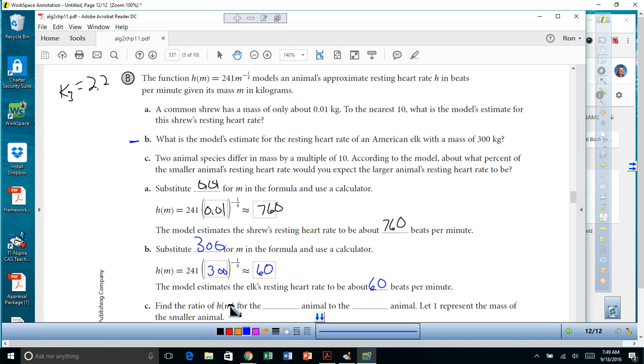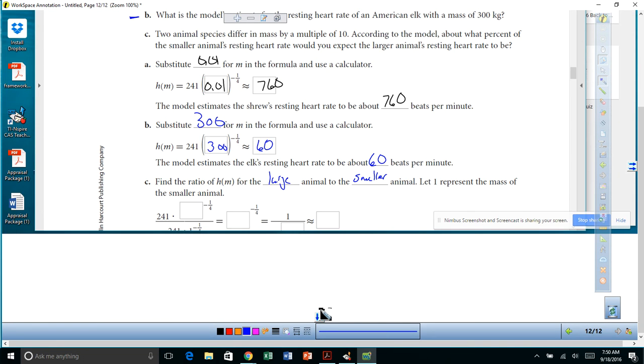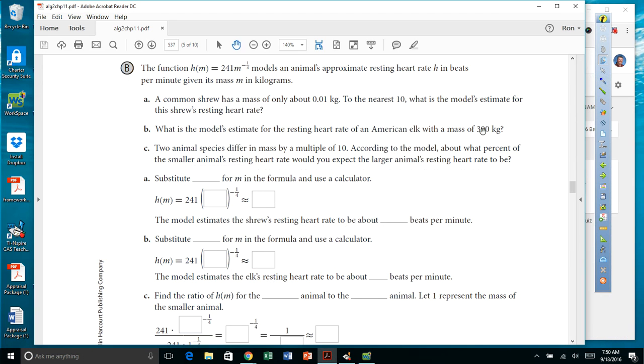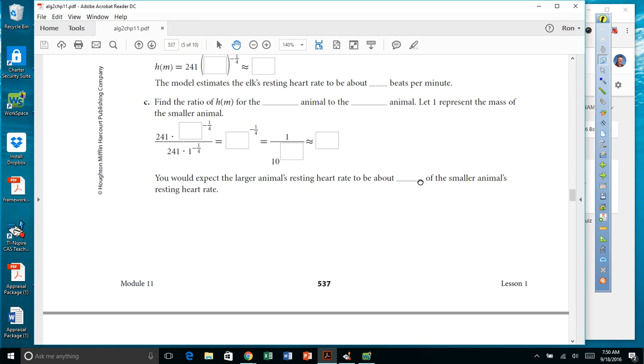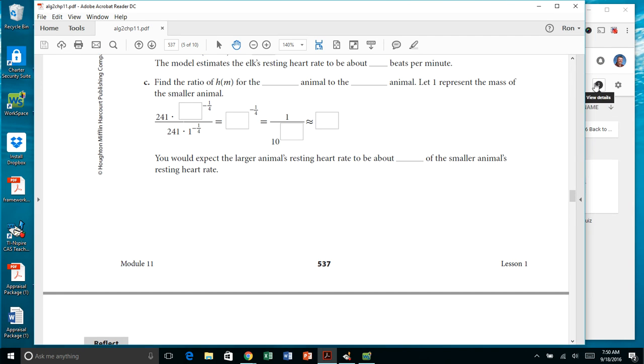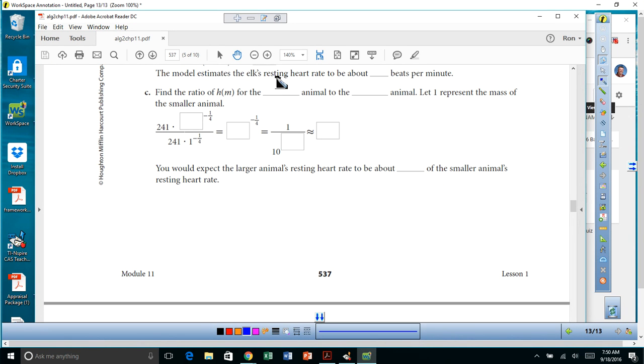Find the ratio of h(m) for the larger animal to the smaller animal. Let one represent the mass of the smaller animal. So, okay, I can't do it on here, so we'll have to do it like this. Find the ratio of the larger animal to the smaller animal. Let one represent the smaller.